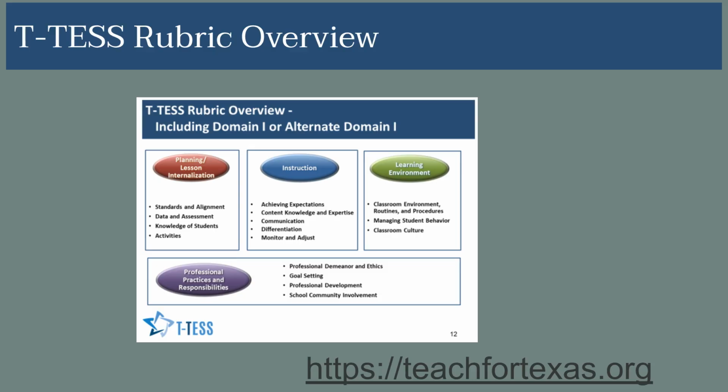Here is the bird's-eye view of the T-TESS rubric framework, which includes 4 primary domains. Domain 1 is planning, or lesson internalization. This evaluates standards and alignment, data and assessment, knowledge of students, and activities and resources. Domain 2 is instruction, which covers achieving expectations, content knowledge and expertise, communication, differentiation, and monitor and adjust.